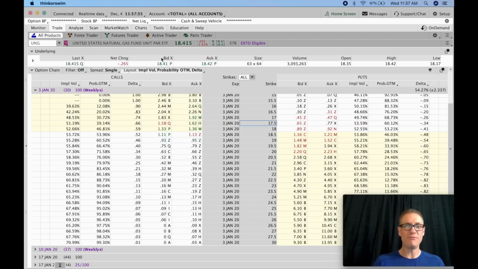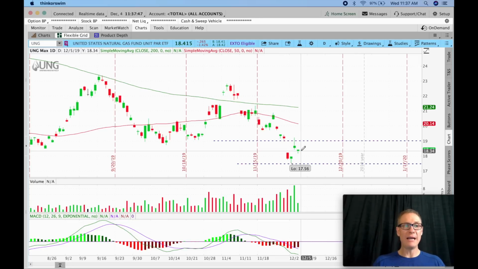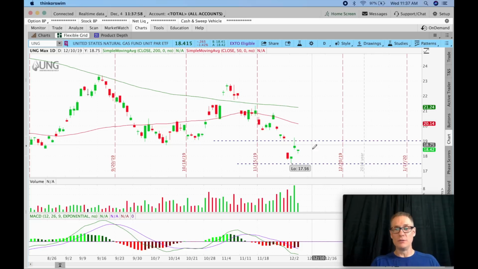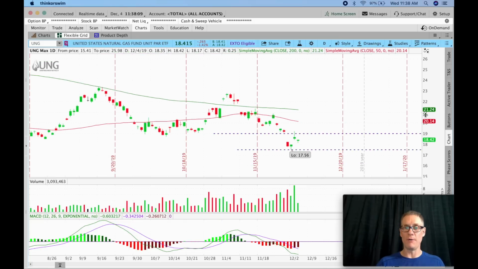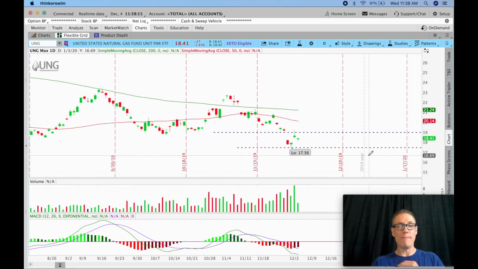Now, if we take our 17.50 and we come out to the chart, what that would mean is if I plot a line right here at 17.50, that means that in the next 30 days, I need UNG to stay above 17.50. As long as it stays above, I keep my $70, the contract expires, and I move on to the next trade. If it goes lower than 17.50 and it expires below, then I will be responsible for purchasing 100 shares of UNG at 17.50, regardless of how low it may go. Even if it's down at 15, I still have to buy it at 17.50. So my goal is to have it be above that.